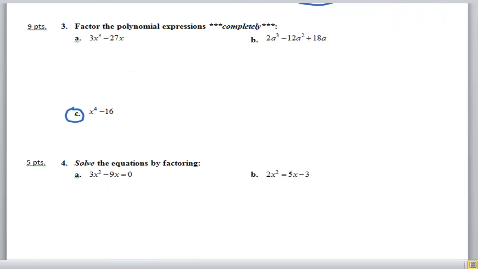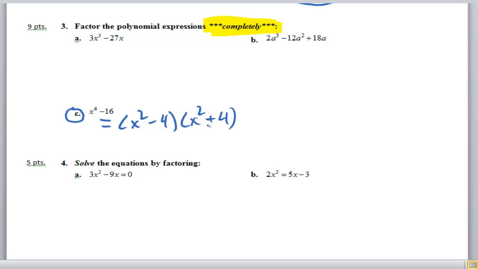Okay, now 3c, and the key here was, you see how I said factor completely, and I put the stars around the word completely? That was pretty much a hint that these are all going to be two-step problems. Right? So x to the 4th minus 16, you can look at that and say, all right, it's a difference of two squares. Sure, it is. So it factors into x squared minus 4 and x squared plus 4.